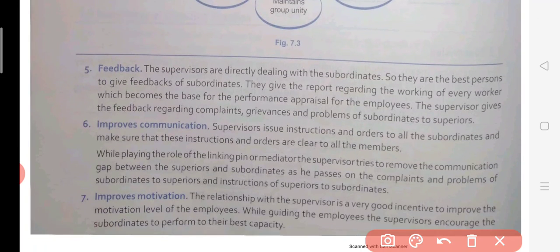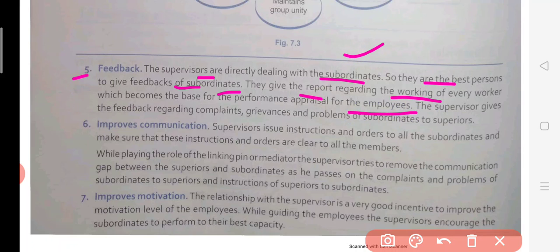Then the fifth point is feedback. Feedback means what? The supervisors are directly dealing with the subordinates. We know this. So they are the best persons to give feedback on the subordinates. They give a report regarding every worker, which becomes the base of the performance appraisal of the employees. See, what is feedback? When the superior is dealing with the subordinate, every superior who is keeping an eye on the workers, what happens?